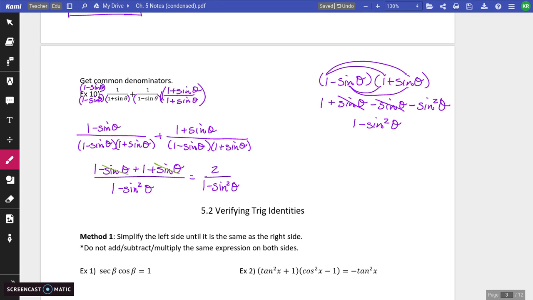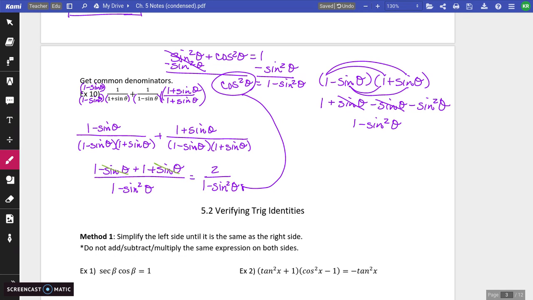Okay, is there anything I can do with that? Well, hopefully you're thinking Pythagorean identity. Sine squared plus cosine squared equals 1. So 1 minus sine squared, well, if I subtract sine squared from both sides, it cancels there, and I get cosine squared theta equals 1 minus sine squared theta. So I can make this substitution of cosine squared for that denominator.